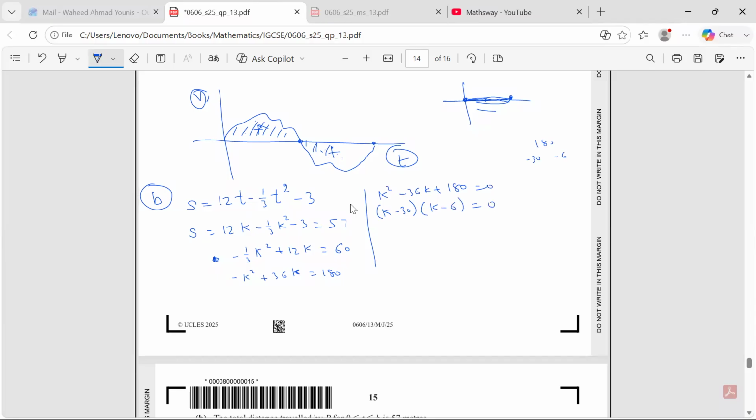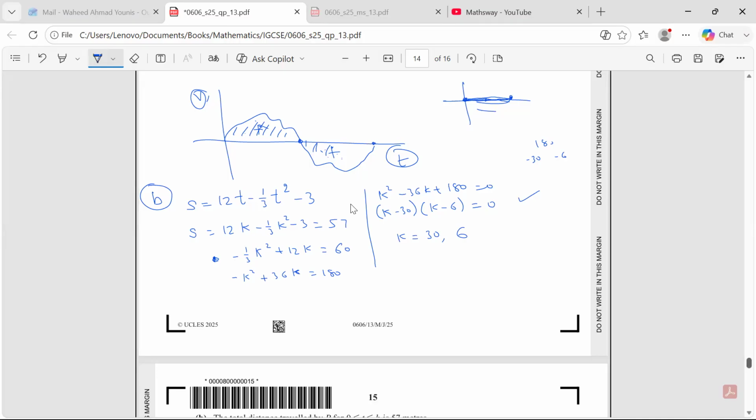Am I right or no? Let's say if I multiply these two things, then minus 30 times minus 6 is going to be plus 180, and if I add them together, it is going to be minus 30 and minus 6, minus 36. So this is correct. From here, I learn that k is equal to 30 or 6, right? Now, what is the correct k here?